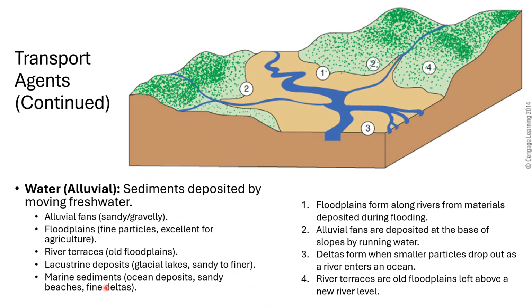Let's see what else we want to point out. Talk about lacustrine deposits, like glacial lakes. We'll look at a river model in lab and look at these features some more. But the key is alluvial, meaning water transported. Floodplains are very important to agriculture and nutrients.